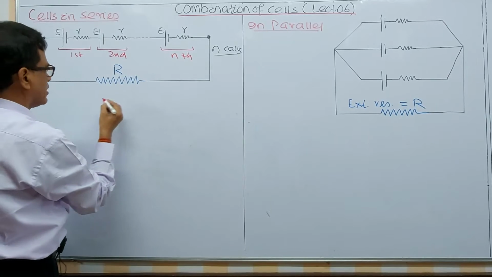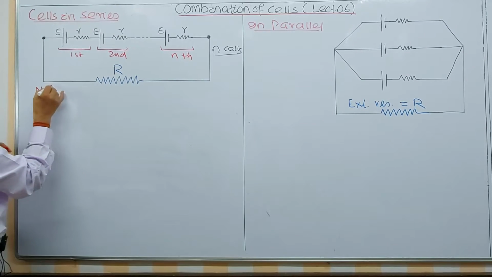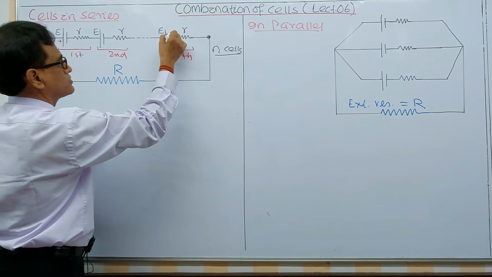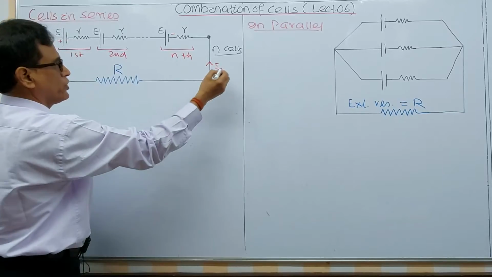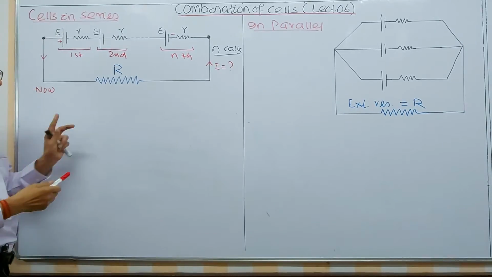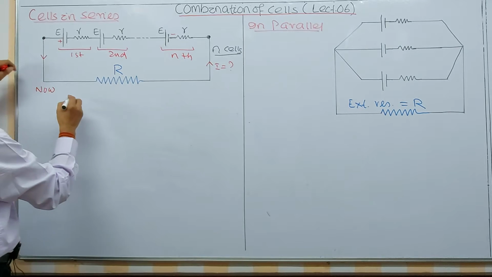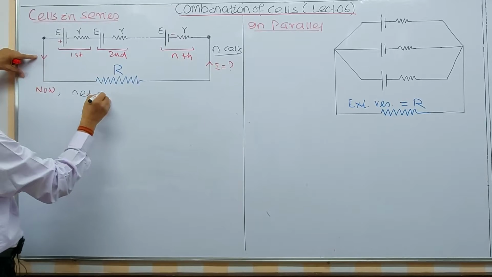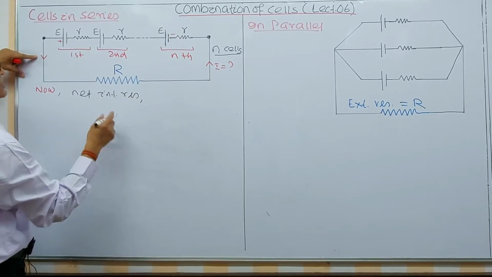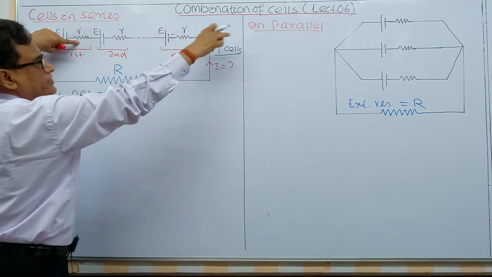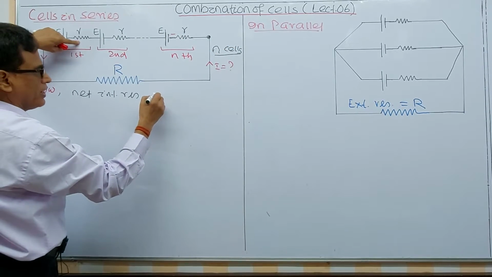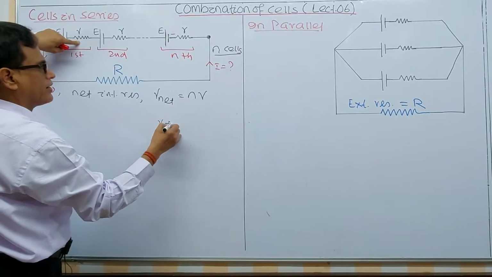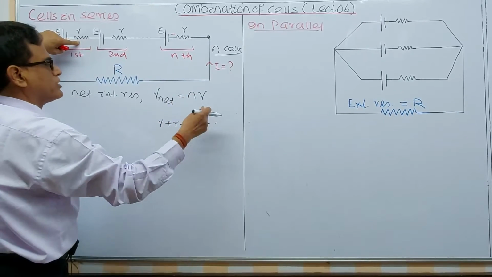Now you see, we will find out the current in the circuit. Say this is plus, so current flows towards minus. This is the current. We want to find out the expression for current in both cases. Now here the net internal resistance: all the internal resistances are connected in series. That's why r net equals n times r, that is r plus r plus r plus r, n times r.